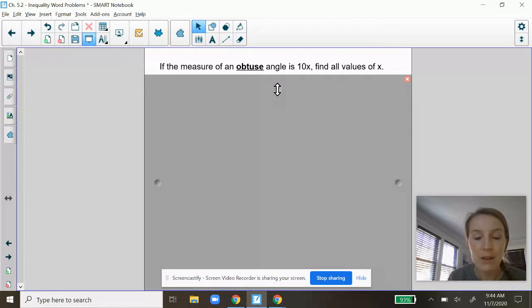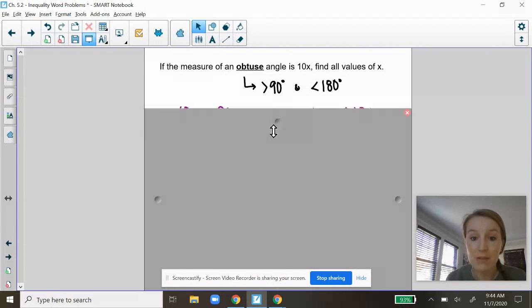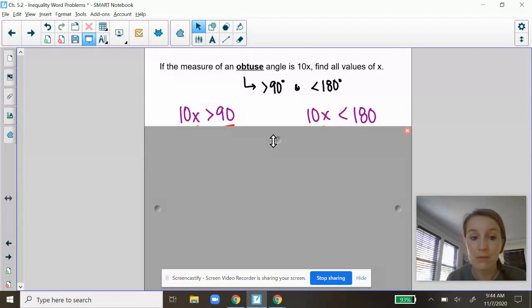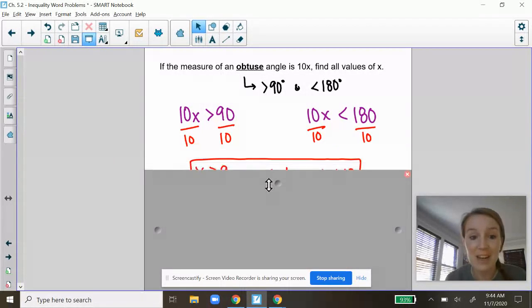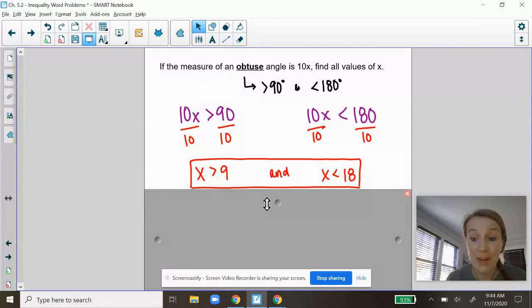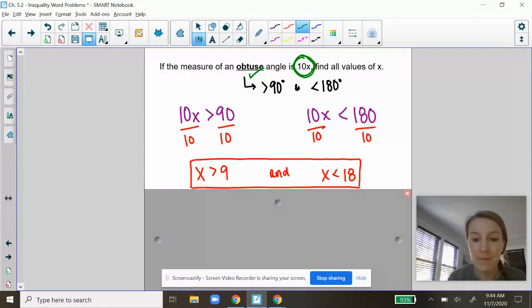All right, and you're back. Hopefully you remember that an obtuse angle is going to be greater than 90, but smaller than 180. So what this means now is our 2 inequality statements: 10x can be greater than 90, or 10x can be smaller than 180. Well, that's super simple to solve, right? Because we only have one step to do on each side. That's going to leave me with x is greater than 9 and x is less than 18. So any value between 9 and 18 will satisfy this expression, creating an obtuse angle.